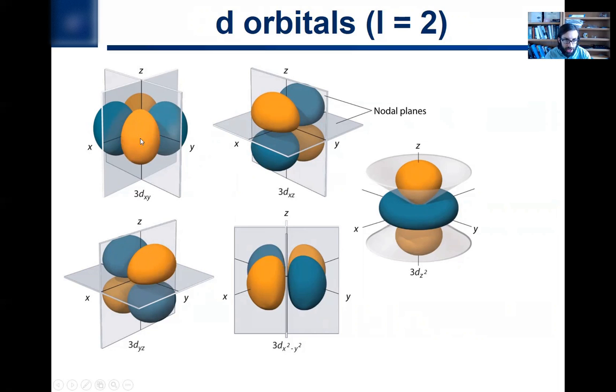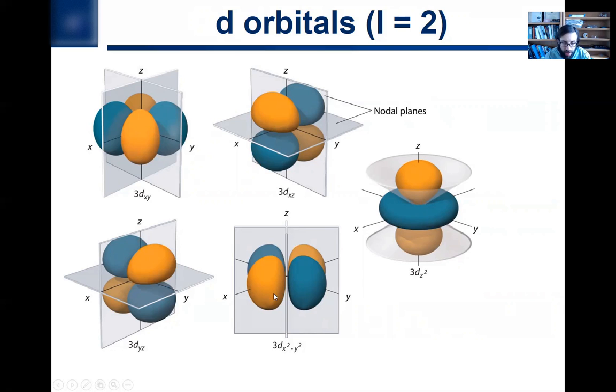They're these clover leaf shapes, okay? And the xy is in the xy plane, right? In particular, these 2 sets of dumbbells are in between the axes. So it bisects this x and y, this orange lobe. Same thing with the yz, right? Now it's just oriented differently. It's just rotated 90 degrees, but it's bisecting this yz axis. xz, same thing. This orange lobe is bisecting the xz axis.